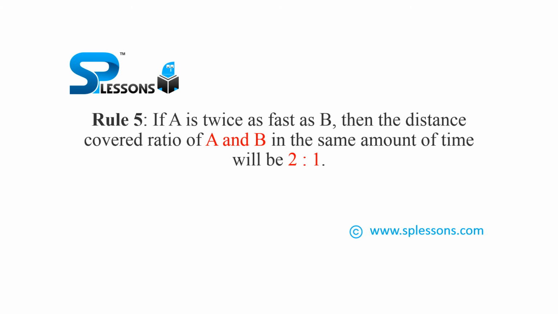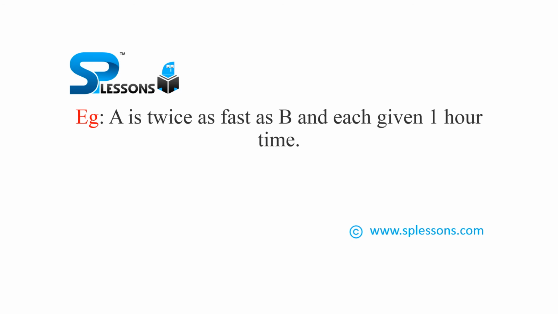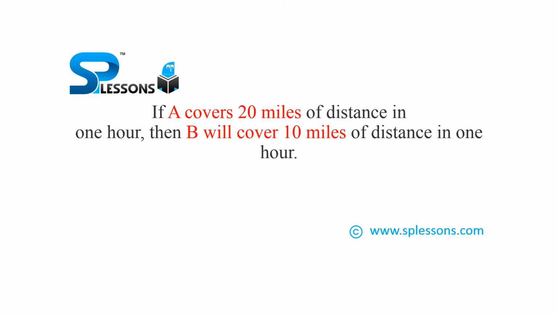Rule number 5. If A is twice as fast as B, then the distance covered ratio of A and B in the same amount of time will be 2 is to 1. Just clearly read rule number 5. If A is twice, so A is 2 and B is 1. For example, A is twice as fast as B and each is given 1 hour. If A covers 20 miles in 1 hour, then B will cover 10 miles in 1 hour, as A and B are in the ratio of 2 is to 1. So A covers 20 miles, so B automatically will cover only 10 miles in 1 hour.